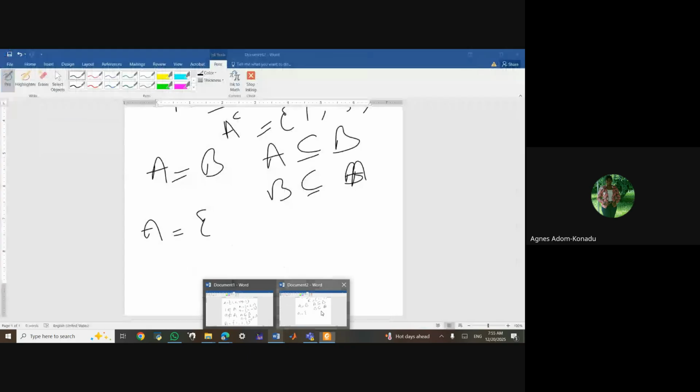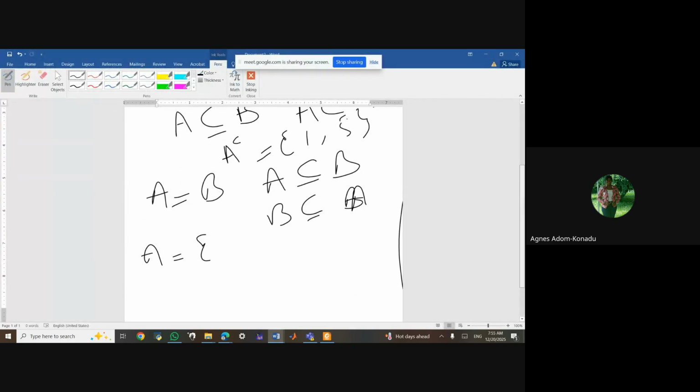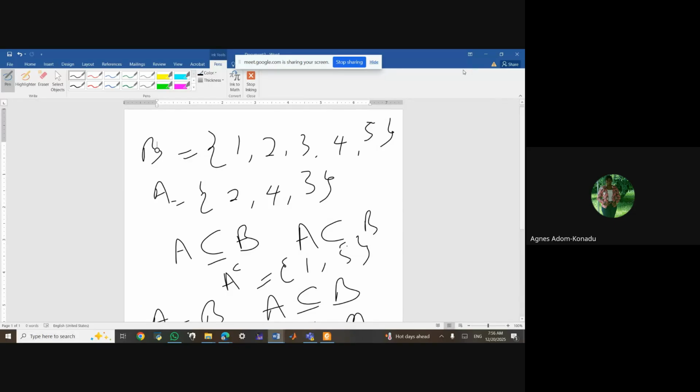So if I have these, when we consider the two sets A and B, you can see that all the elements in A can be found in B, and A is a proper subset of B. So in this case, my intersection will be the set A.